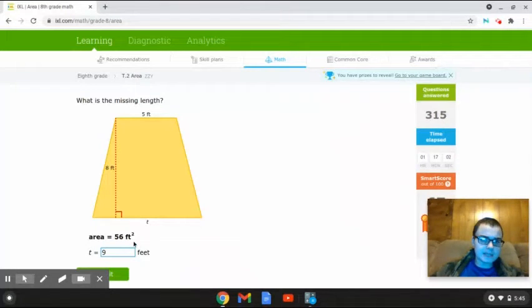So t is equal to 9 feet, because if we plug in 9 for t, and then we do the math for the area of this trapezoid, it will eventually add up to 56 feet squared. And that is how to solve this problem. So let's move on to the next one.